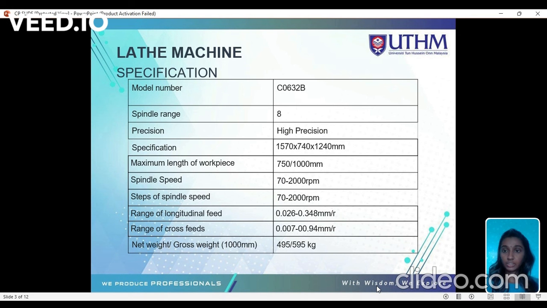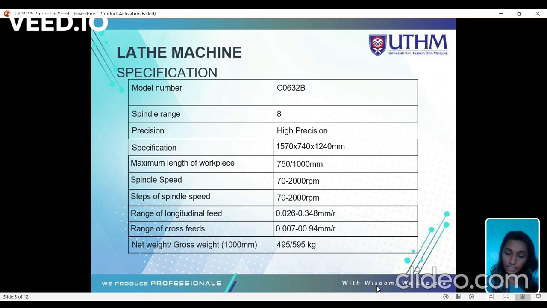So for this project, the lathe machine model we have chosen is C0632B, and as for the spindle range, it's 8, and the precision is very precise. The specification, that means the measurement of this lathe machine, is 1570 mm times 750 mm times 1240 mm. And the maximum length of workpiece that can be shaped using this lathe machine is 750 to 1000 mm at the max.